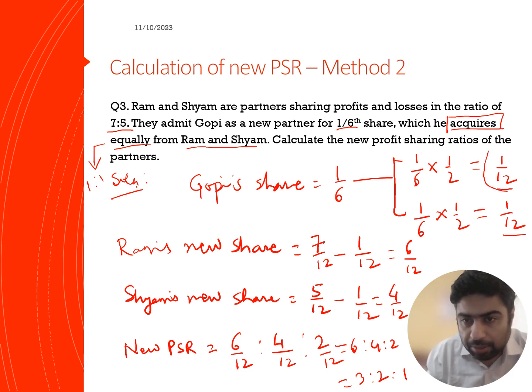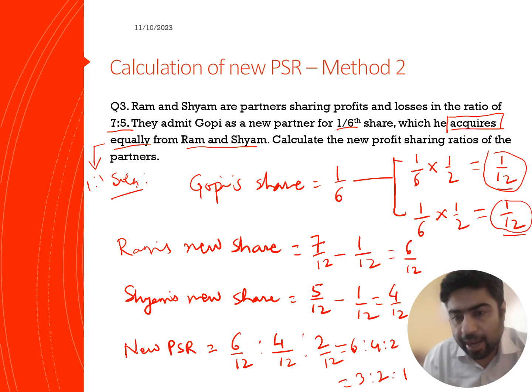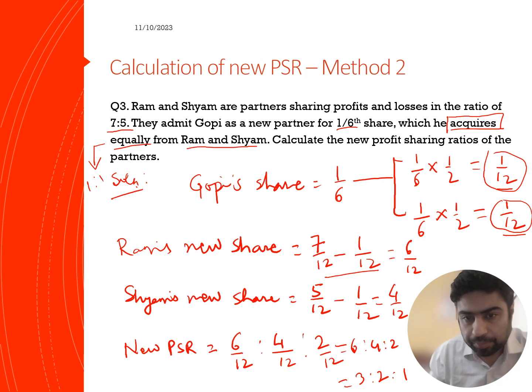These values, this 1/12 here and this 1/12 here, are nothing but the sacrifice of Ram and Shyam. So if we subtract their sacrifice from Ram and Shyam's old share, we will get their new share. Right? So that is what we are doing here. Alright, let us understand this with the help of another example.